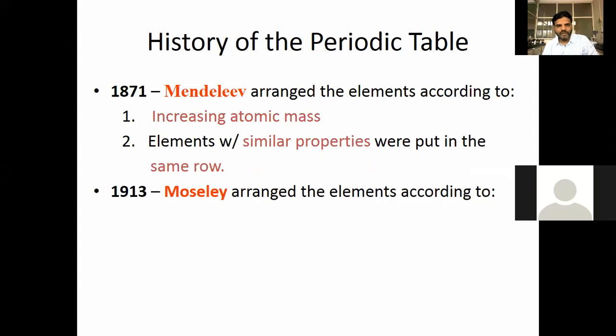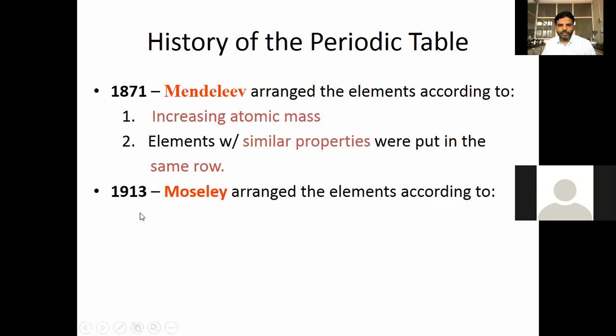So how did he place the elements? Mendeleev in the year 1871 placed the elements in increasing order of their atomic mass. For example, the atomic number of hydrogen is 1 and mass is also 1. Helium has atomic number 2 and mass 4. So on the basis of increase in mass, Mendeleev placed the elements in increasing order of their masses.